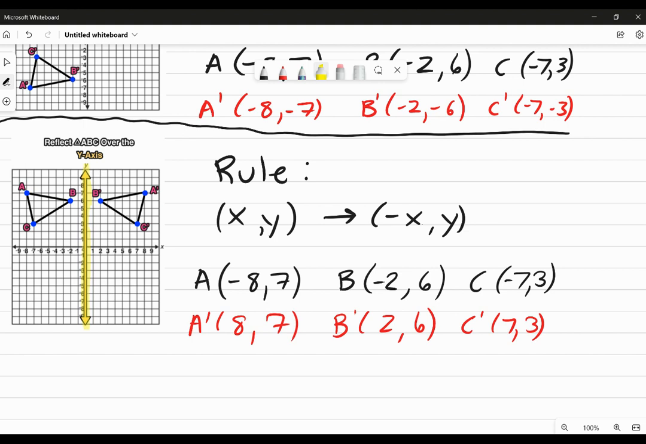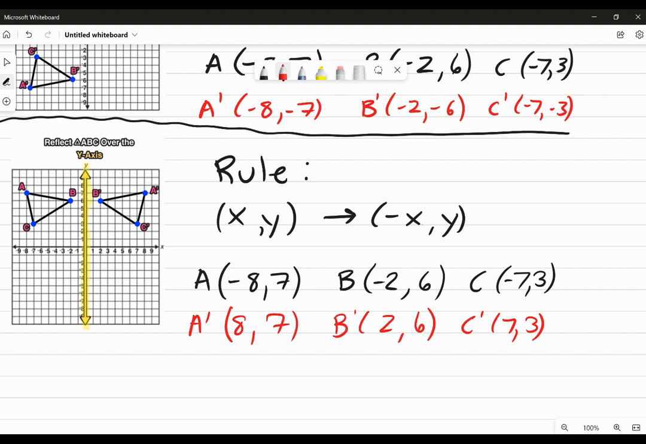When I reflect that over the y-axis, all I'm doing is changing the sign of my x values. So from A to A prime, the -8 becomes +8. I'm just going to make clear that that's a coordinate here. So A to A prime, the -8 turns into +8, and then the 7 stays the same. It stays at the same height.